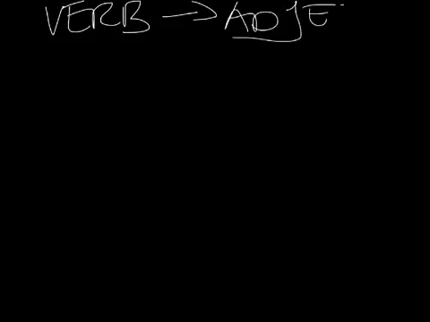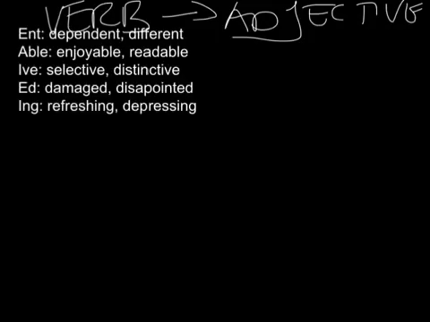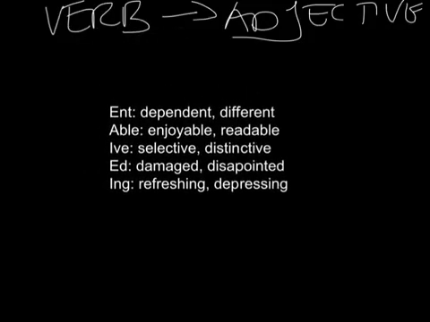Yet another way of creating adjectives is from verbs turning into an adjective with the following suffixes. To depend on something, someone becomes dependent. To enjoy something becomes enjoyable. To select something becomes something selective. To damage something becomes something damaged. To refresh something is something refreshing. All of which are from the beginning verb turning into an adjective.